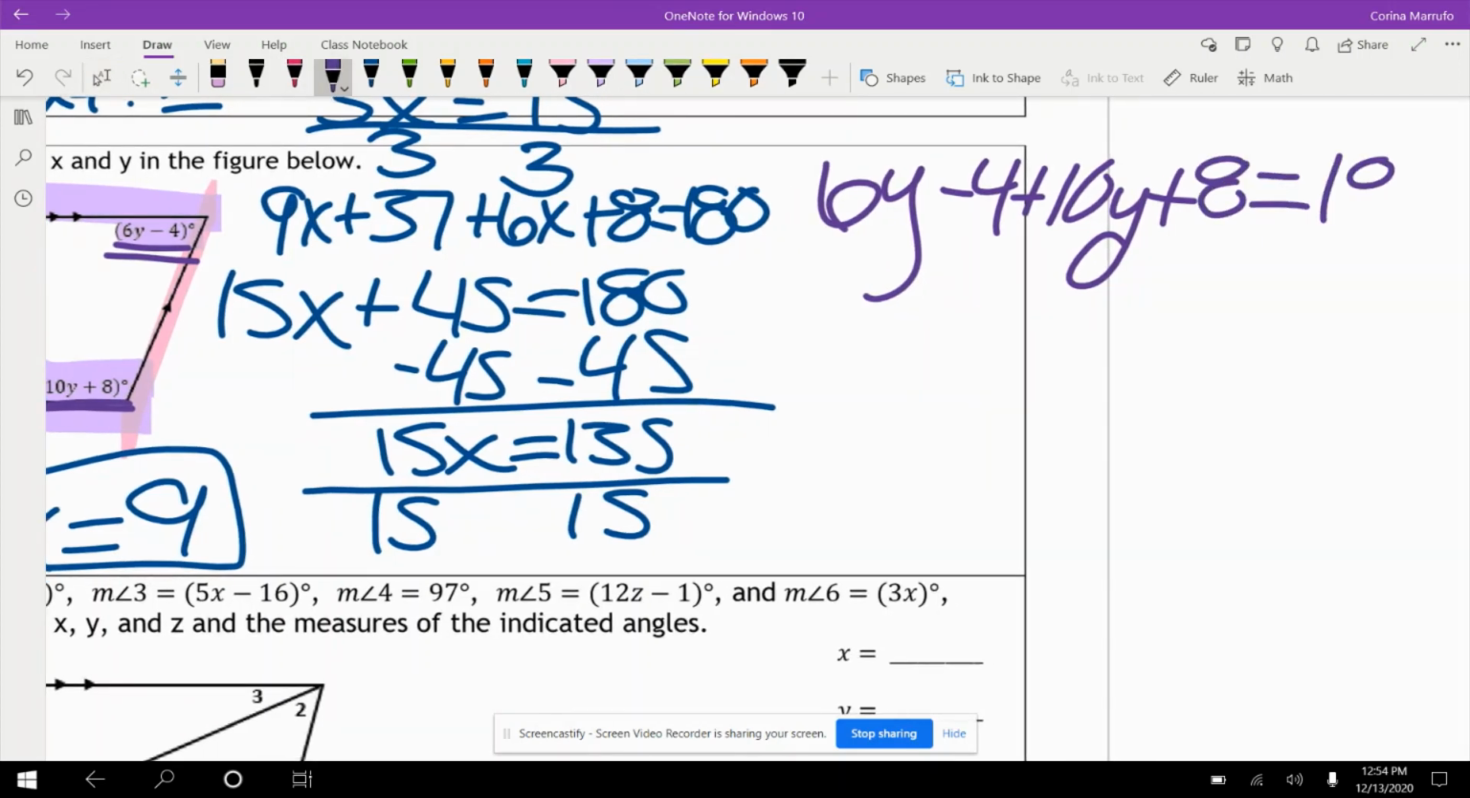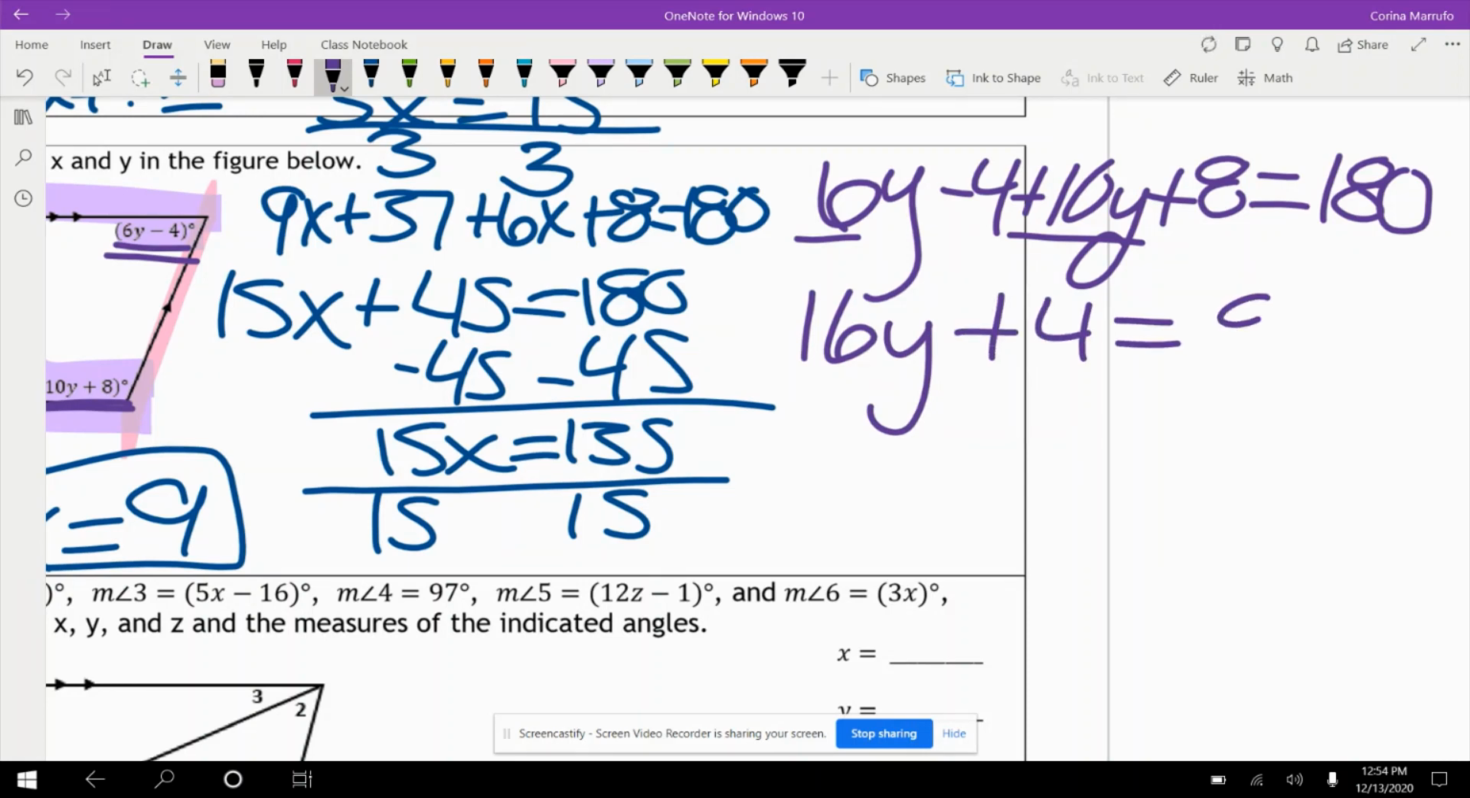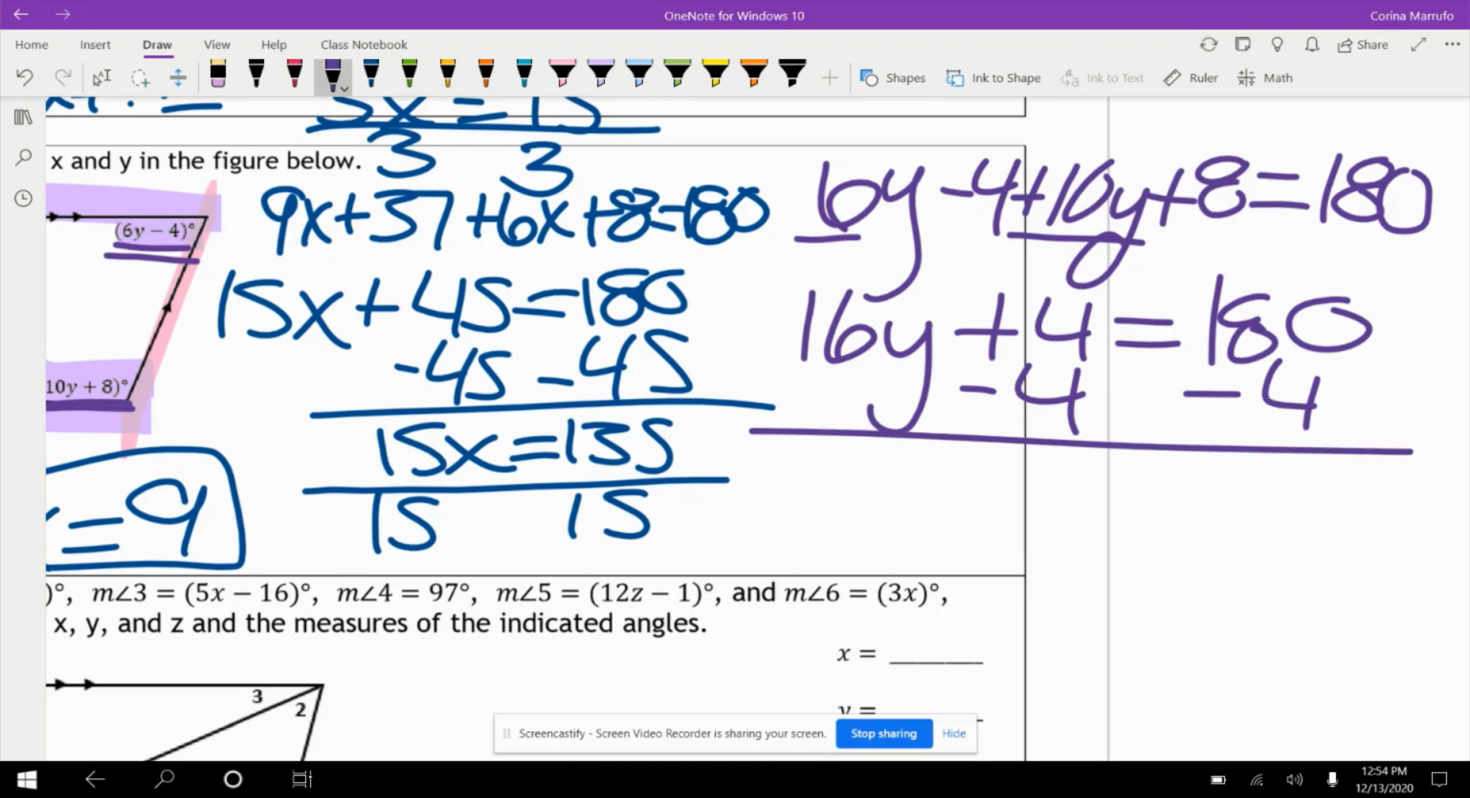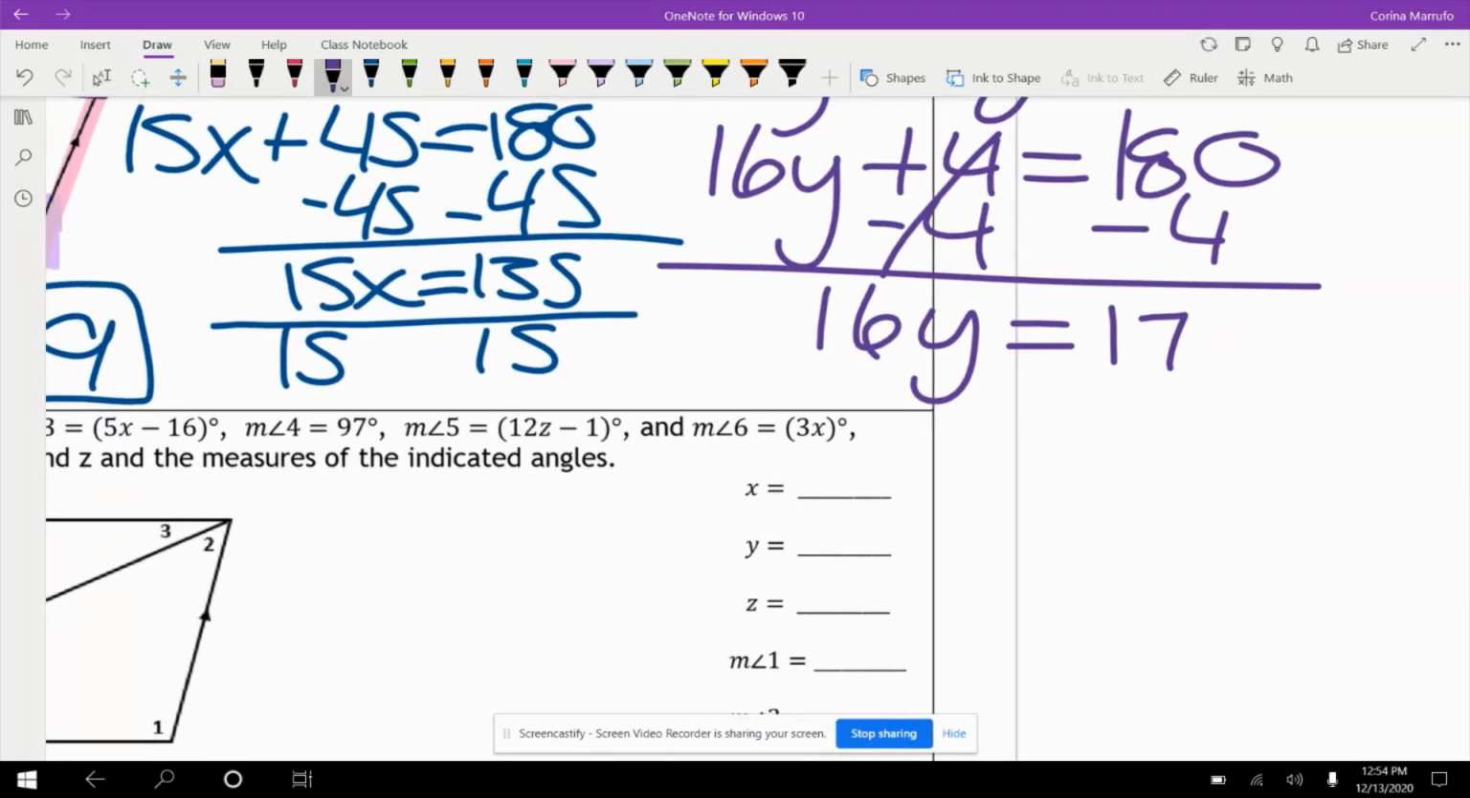Equals 180. Then we simplify. 6y plus 10y is 16y. Negative 4 plus 8 gives us a positive 4 equals 180. And we go ahead and subtract the 4. This cancels and we get 16y equals 180 minus 4 gives us 176. And then our last step to solve for y is to divide by 16, and we get y equals 11.